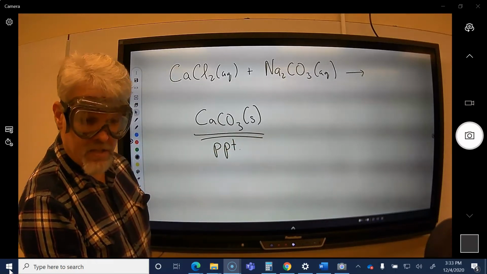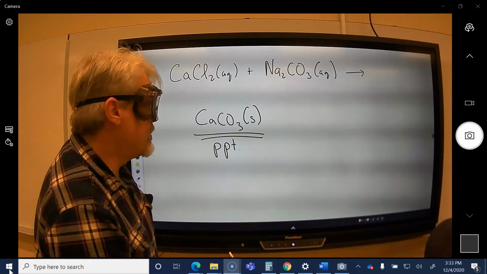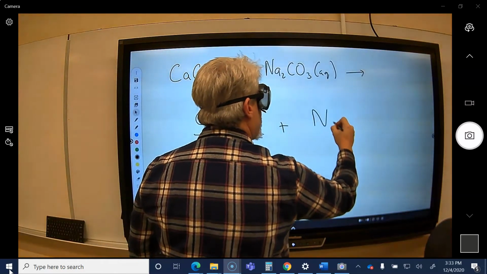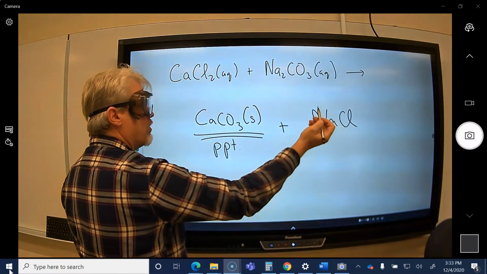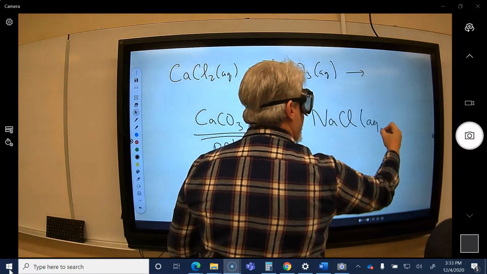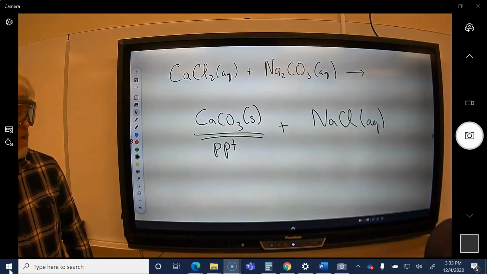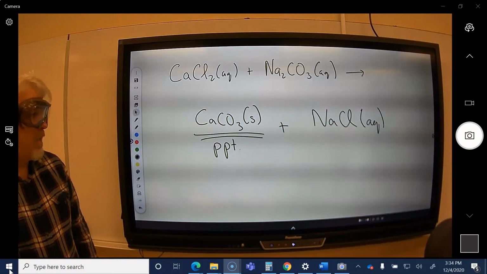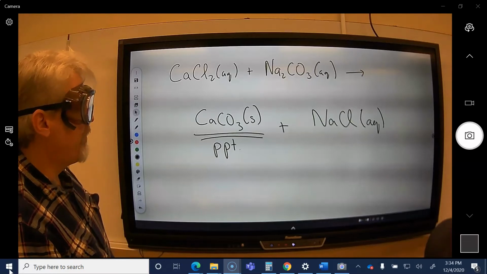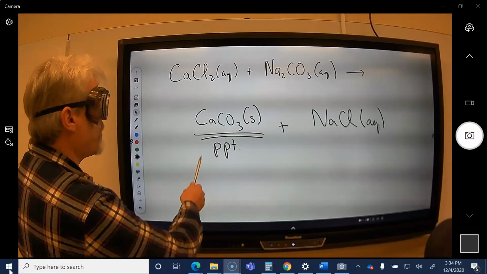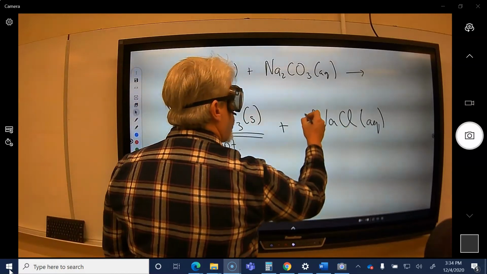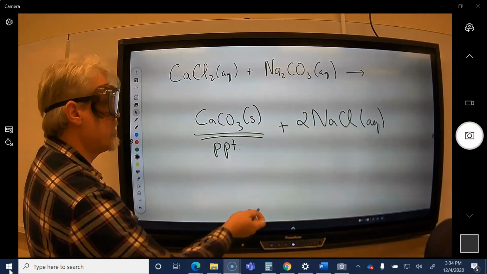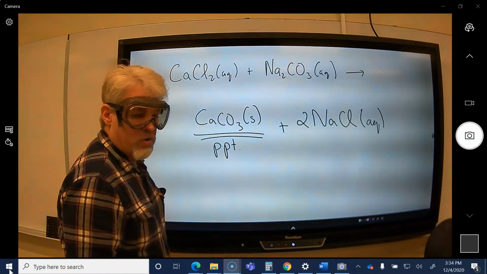The other ions, in this case, stay in solution. So we would end up with sodium chloride, just table salt, which of course is a strong electrolyte. So that's going to stay in solution as an aqueous product of this reaction. Anything wrong with this? If you look carefully, you should notice that I've got 2 chlorides and 2 sodiums, so I need to put a 2 here. Okay? And we'll explore some other ways to write this in a future lecture.